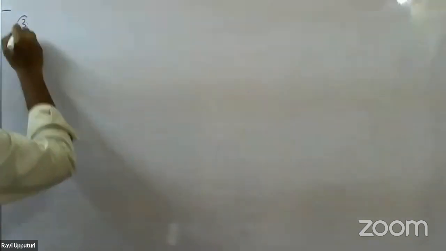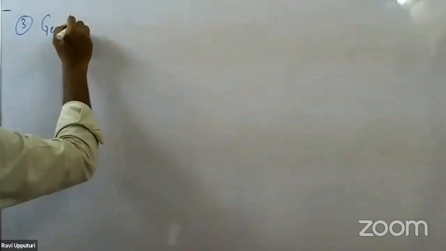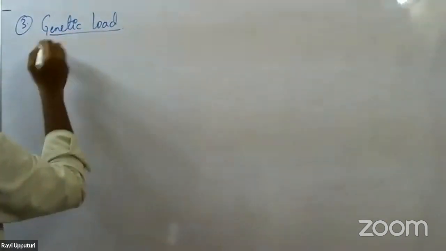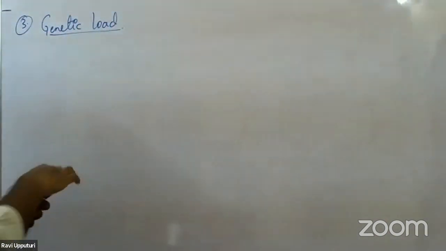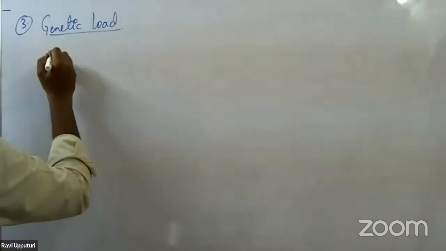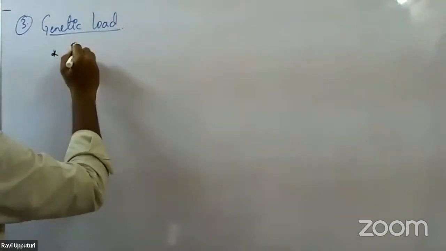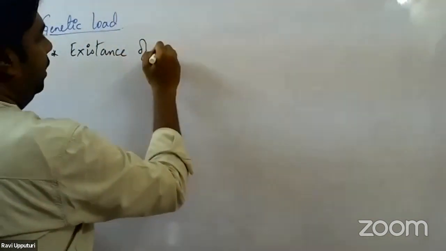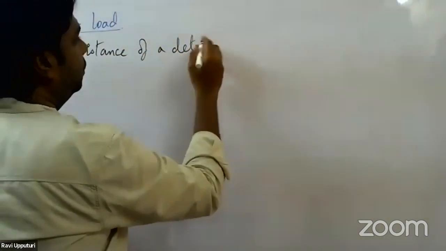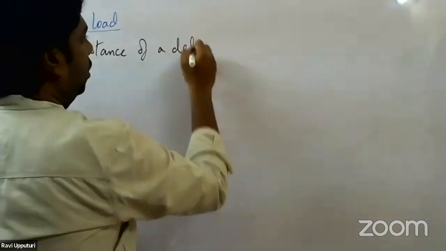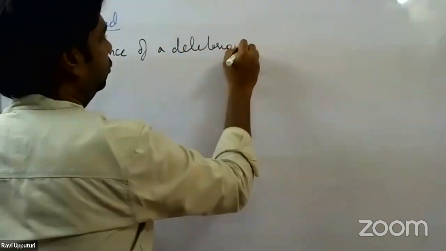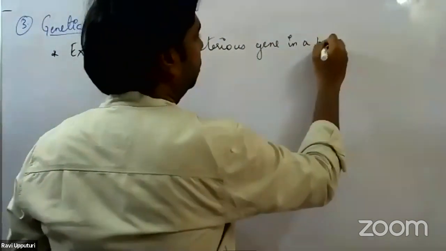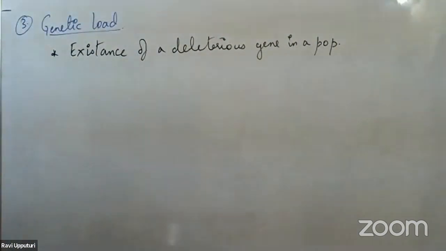So the third factor is called genetic load. First take down the definition of genetic load, then I'll tell you what exactly genetic load is all about. Genetic load could be defined as the existence of a deleterious gene in a population.